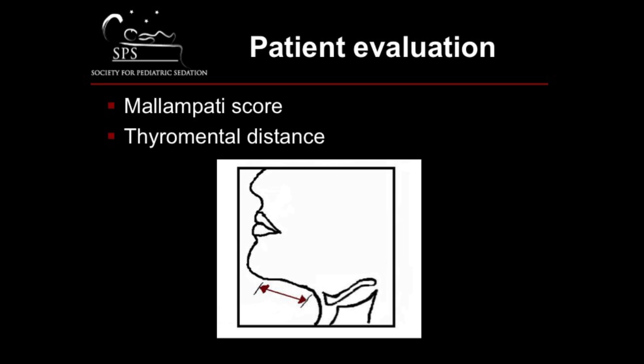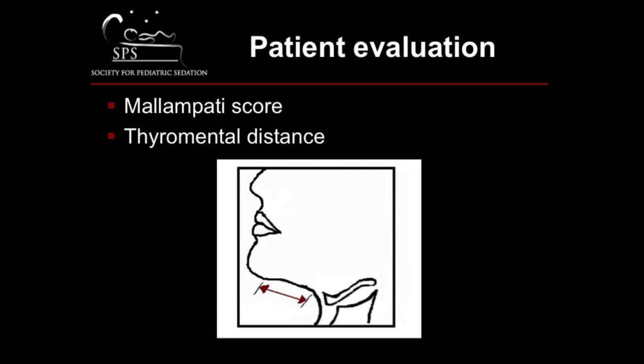However, formal Mallampati evaluation requires cooperative opening of the mouth, which doesn't always happen with our smaller patients. Another way to assess the adequacy of airway size in terms of the ability to open the airway for bag valve mask ventilation and to visualize the glottic inlet if needed for intubation is to assess the thyromental or cricomental distance. In adults with normal airway architecture, we can put at least 3 finger widths in the space between the thyroid cartilage and the tip of the chin.